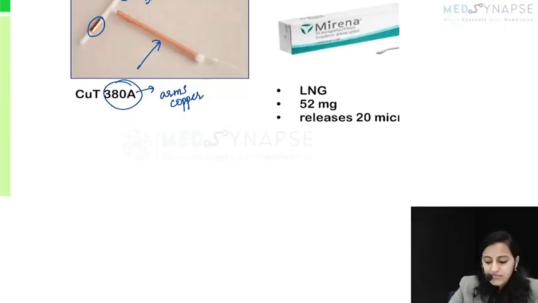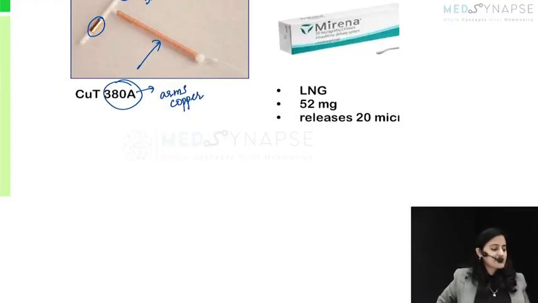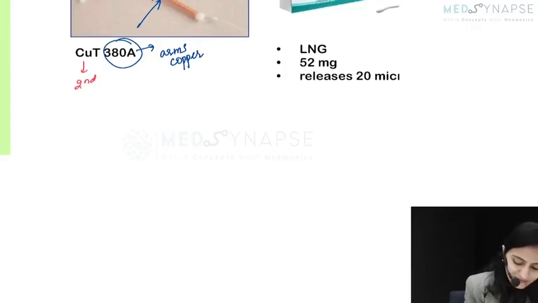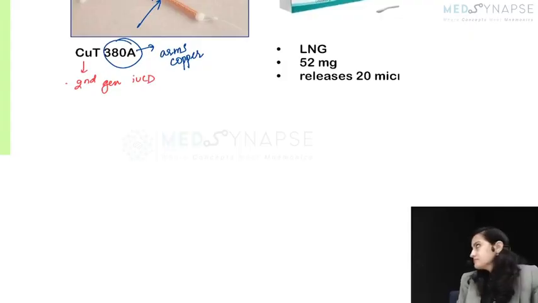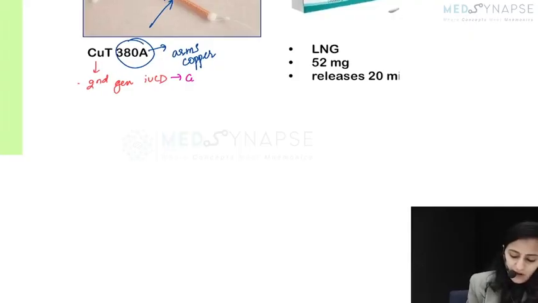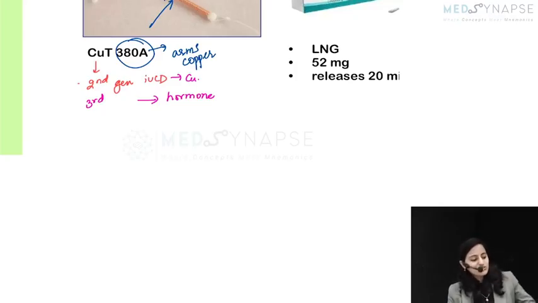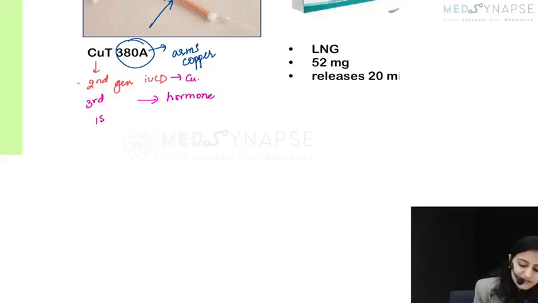Copper T 380A. What generation IUCD is it? Second, first, third? Second generation. It's a second generation IUCD. Why second? Copper content. Third generation, hormonal. So Mirena, which is levonorgestrel containing, it is third. कुछ भी नहीं है तो first. So example of first, Lippes loop.